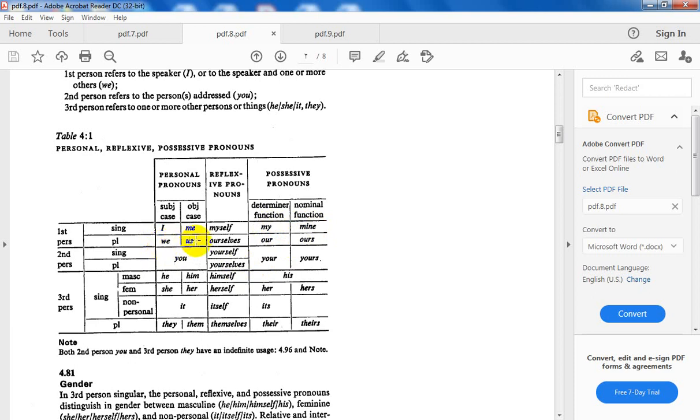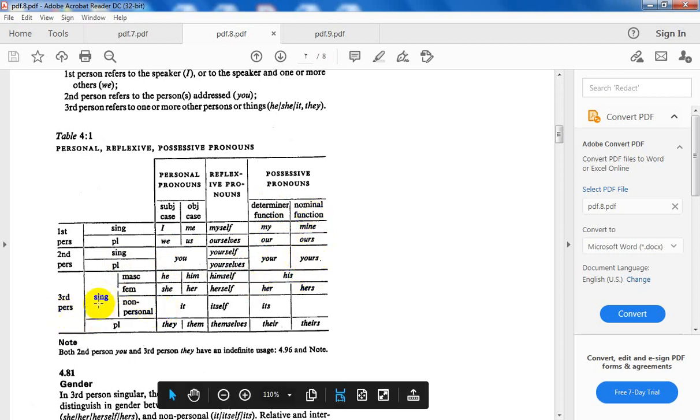The objective us. The reflexive ourselves. Determiner our يعني so our book. Ours nominal function. Again you, it is for singular and plural. But in the reflexive I have yourself, yourselves. Your is determiner function. Nominal it is yours.